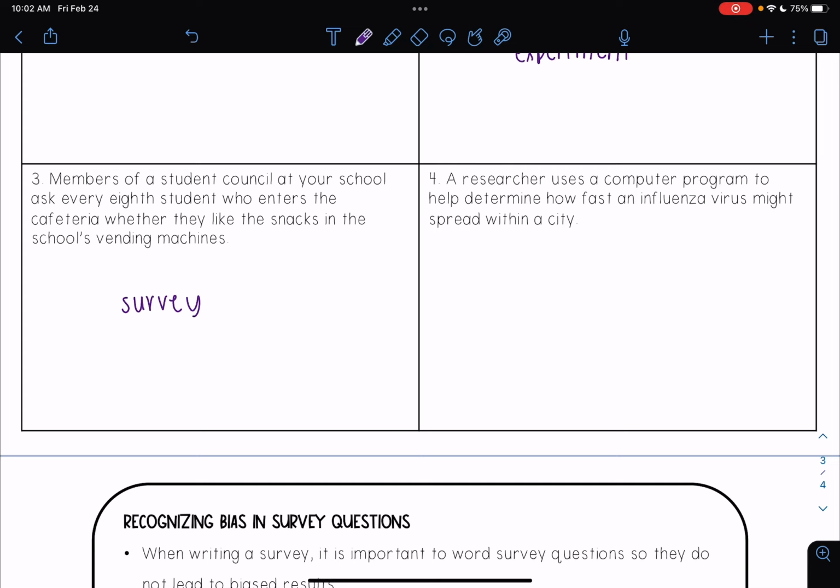And then lastly, we have that a researcher uses a computer program to help determine how fast an influenza virus might spread within a city. So here we see that the researcher is using a computer program. They're not actually spreading the flu throughout the city. Obviously, that would not be a good idea, but they're using a computer program to see how fast it could spread. So because of that, this is going to be a simulation.